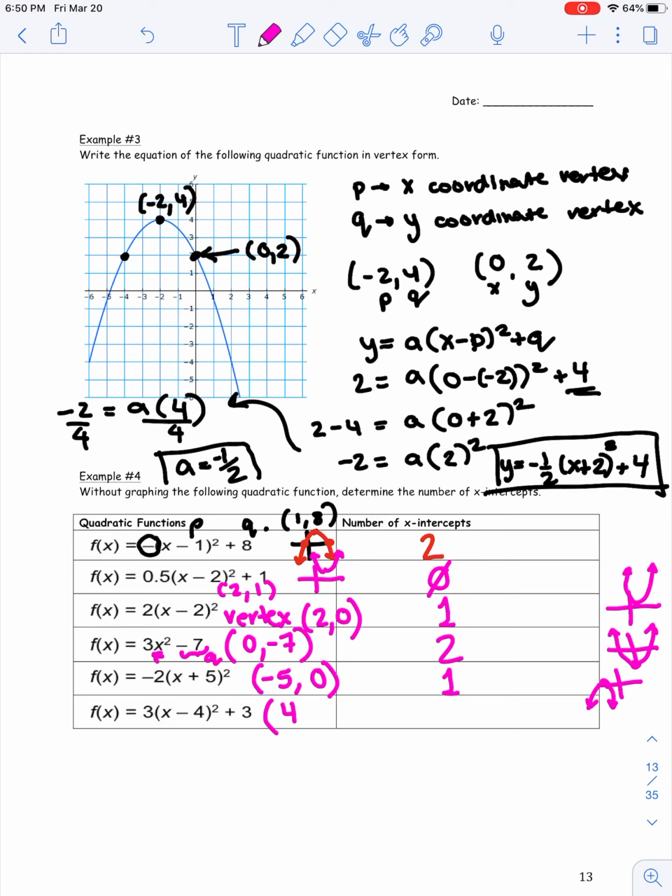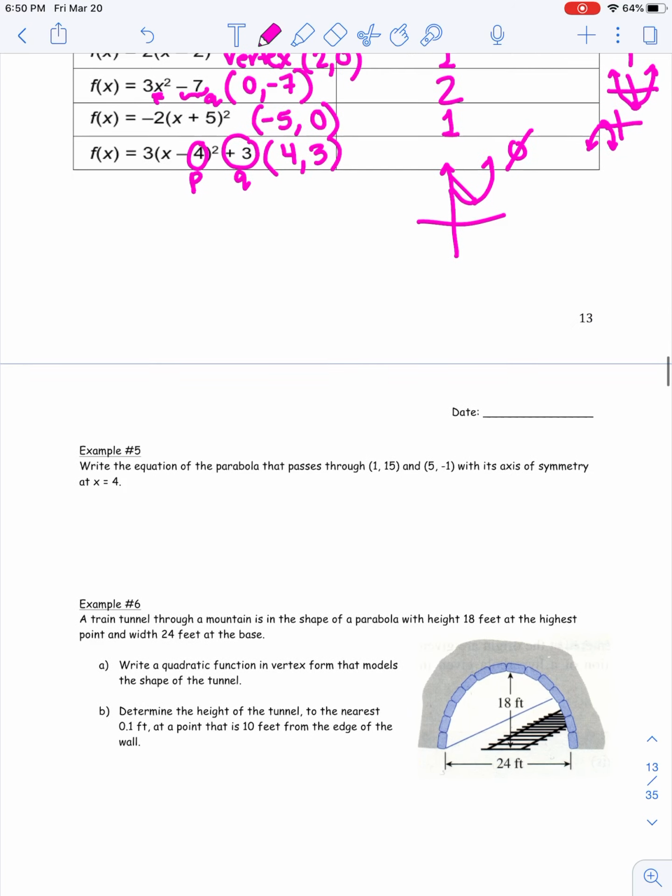Our last one here is 4 and 3. So the negative means that this is our P value and this is our Q value, right? So when we plot that, we have 4 and 3 would be here, and it's upward facing. Let me fix that, upward facing. And that means it's going to have 0 x-intercepts. So you want to be able to, without graphing, determine how many x-intercepts there are.